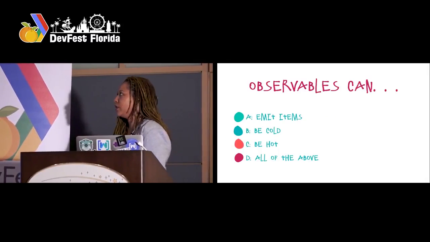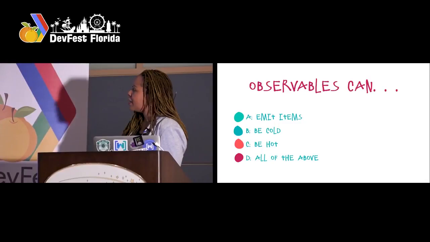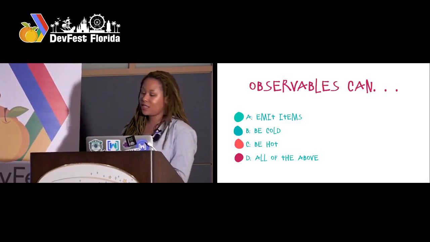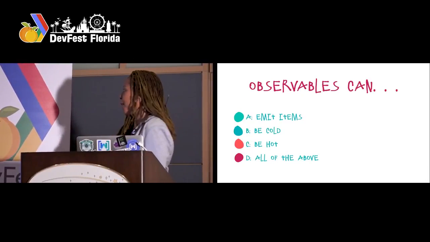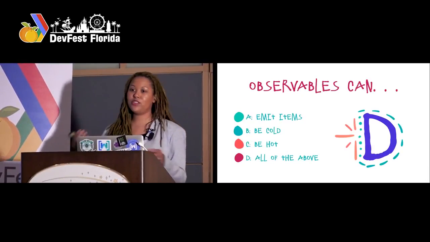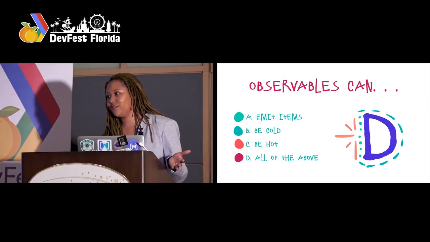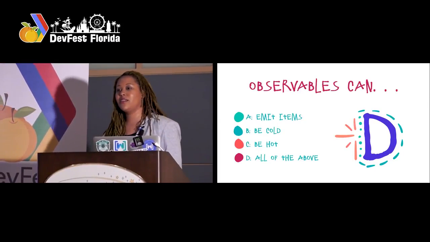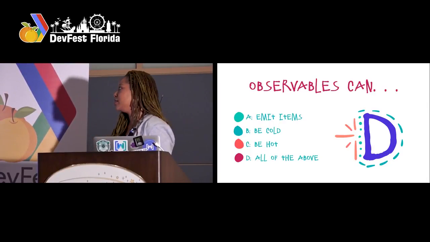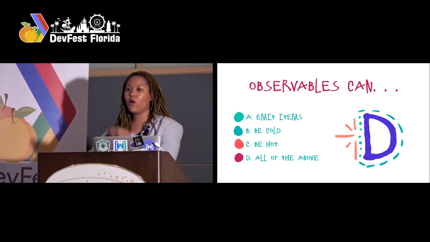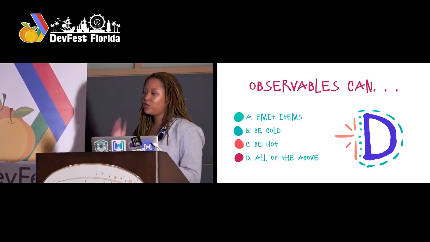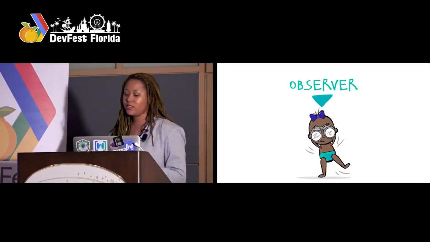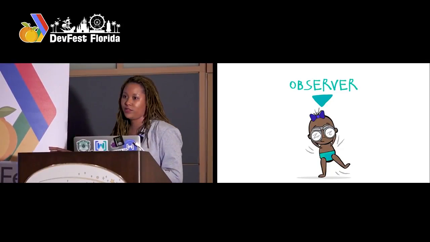So now it's time for another question. Observables can A, emit items, B, be cold, C, be hot, or D, all of the above. Right, I want you to feel smart, so the answers are all D so far, okay? Work with me. This is how you can better understand RxJava and what's going on behind the scenes. So yes, observables can do all of these various things, which is why they're a key aspect of how RxJava functions. So let's move on to talk about the observer.